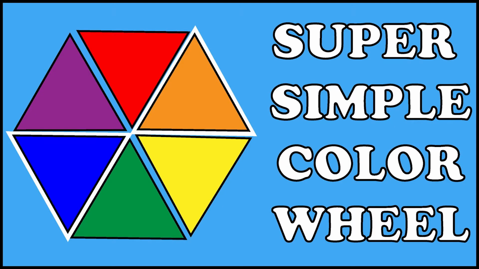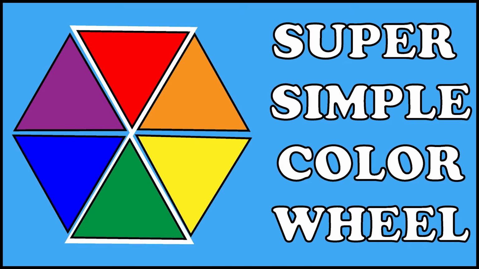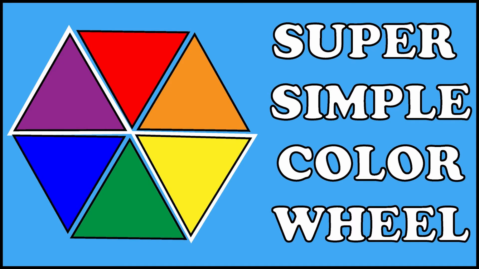If we look at the super simple color wheel, we see that blue and orange, red and green, and yellow and purple are the three basic contrasting pairs. So first we have blue and orange, and we know that orange is a mixture of red and yellow. And then we have red and green, and we know that green is a mixture of blue and yellow. And finally, we have yellow and purple. And we know that purple is a mixture of blue and red.